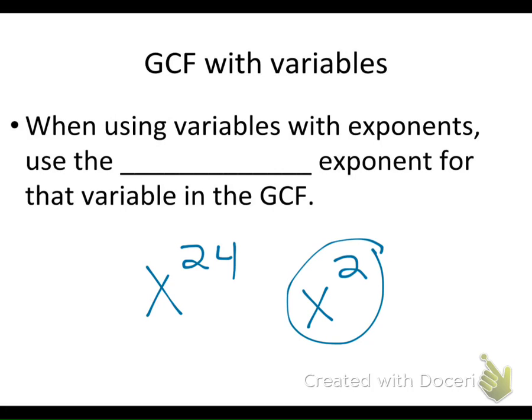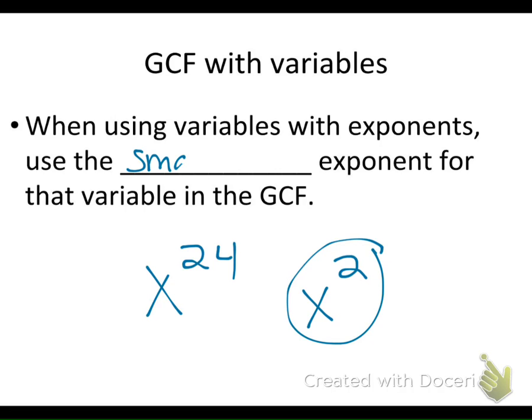Why did you pick x squared? Because that's what you always put when you come to square. Well, why did we pick the 2 over the 24? Because it's a number, it's an even. 2 is blank than 24. 2 is less or smaller. So when using variables with exponents, use the smallest.